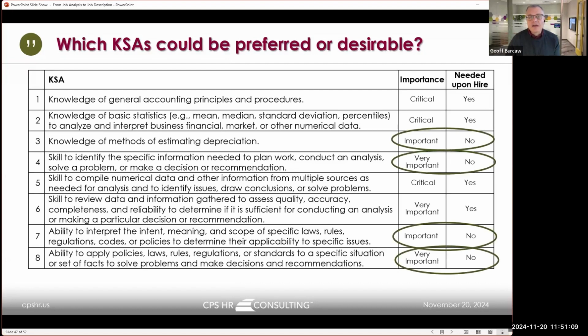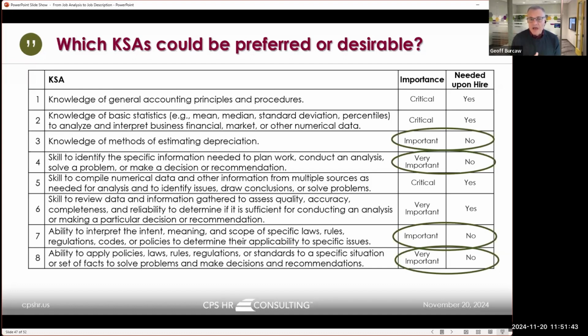So looking back at our KSAs from our job analysis, we can think of the ones that were important, at least important. They might be very important, they might be critical, but they weren't needed upon hire. They're needed at some other point on the job, but they're typically developed on the job over time. Well, if they are needed for performing the job, and if having those KSAs would make someone a better performer on the job, that is a good preferred or desirable qualification.